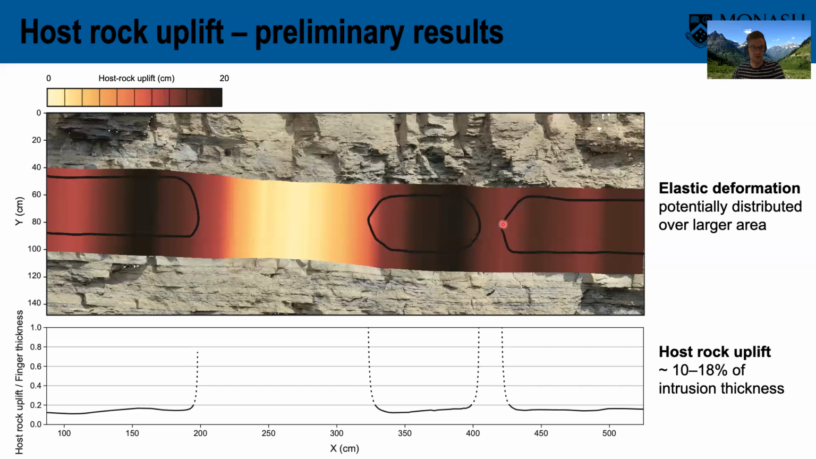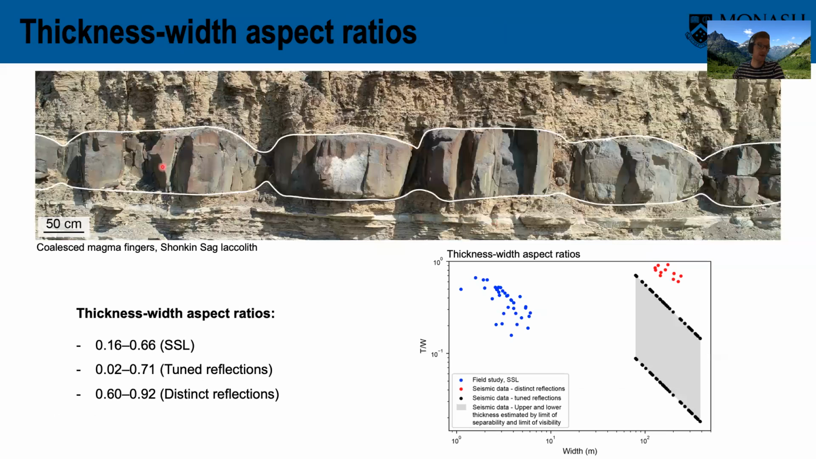When there is only a narrow gap between the fingers, we interpret that the elastic deformation is potentially distributed over a larger area, and that's why we don't see a drop in the host rock uplift here between these fingers. And when these fingers grow in width, they can also coalesce, and they can form these continuous sheets. That's similar to what we observed in the seismic reflection data. So we have a thickening towards the center, a thinning towards the lateral margins, where they then coalesce to form this continuous sheet.